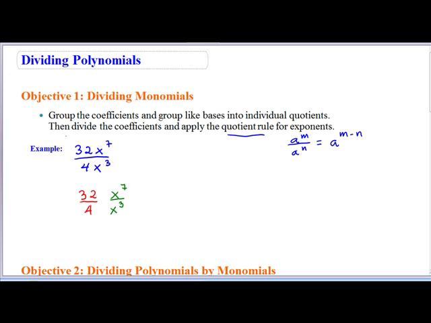So you see this here, I have 8. For this part, I have x and x, which is the same base. I'm using the quotient rule here. So for the base x, I keep the common base and take the top exponent minus the bottom exponent. So I have 8 times x to the 4. So this is our answer. This is how we divide monomials.